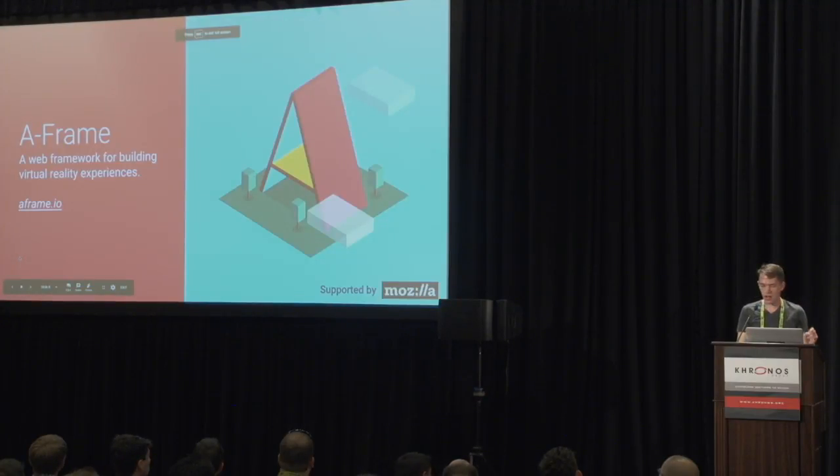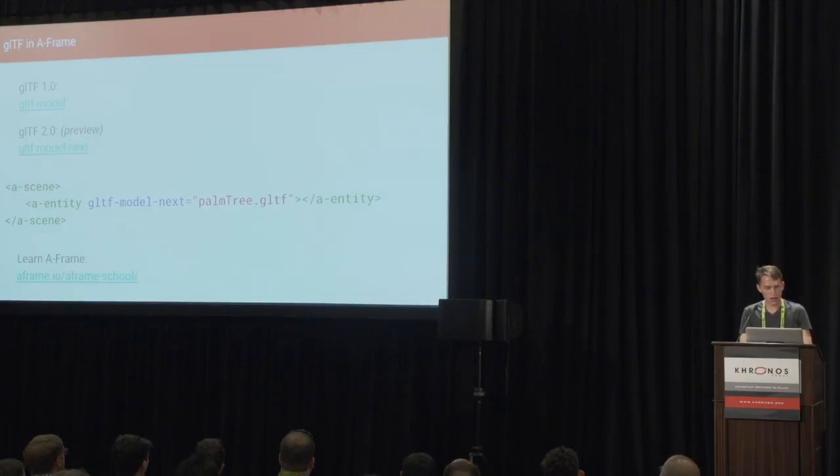And then I'm also going to say a little bit here about A-Frame. A-Frame is a web framework built on top of 3JS for building virtual reality experiences using a declarative HTML syntax that's easier for web developers to pick up. A-Frame has built-in glTF 1.0 support in the core library right now, and there's an add-on you can bring in as an extra dependency that adds glTF 2 support. That'll be rolled into the stable A-Frame release with the next release in a month or two, very soon.